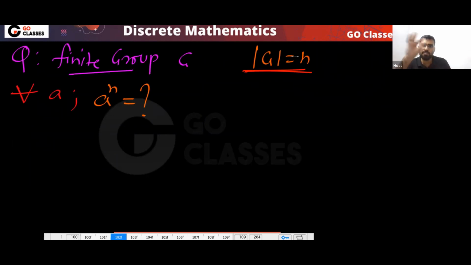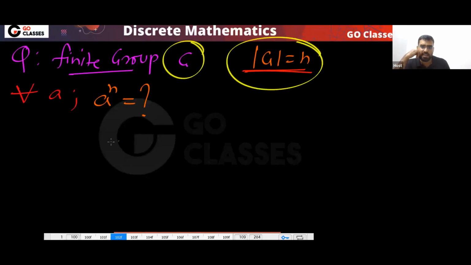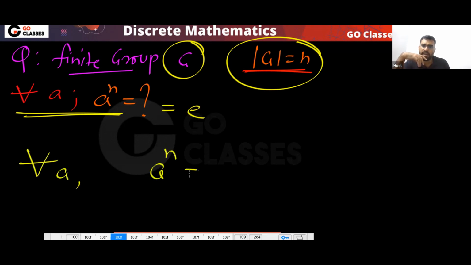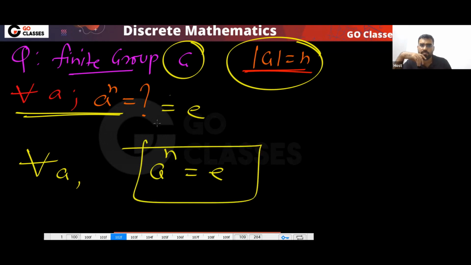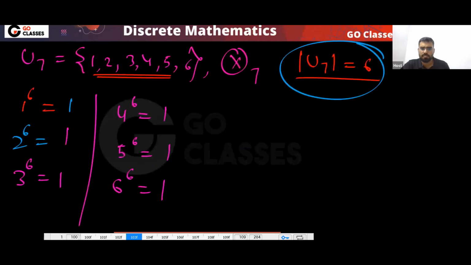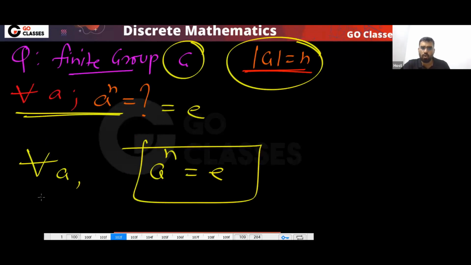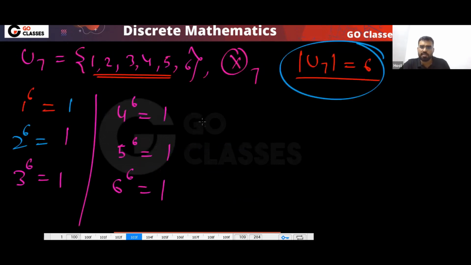This we will prove at the end. This is an application of the Lagrange theorem. If you have any finite group whose order is n, then for all A, A power n will always be the identity element. Whatever element you take, A power n is always the identity element. Like in this group, 4 power 6 is always 1.